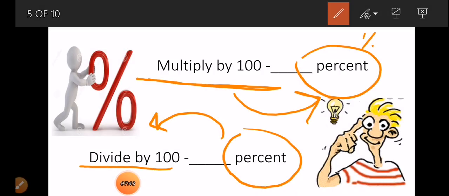So please girls, keep in your mind always, if I have a fraction or decimal and I told you find the percent for me, it means multiply by 100 and put the sign of the percent. But if I have the opposite, if I have the percent but I want to change it to decimal or a fraction, divide by 100. This is a general rule to remember how to deal with the percent, how to find it or how to change the percent to another form.